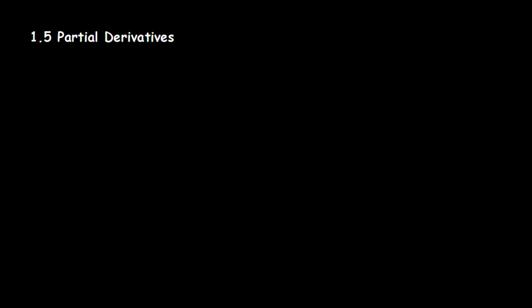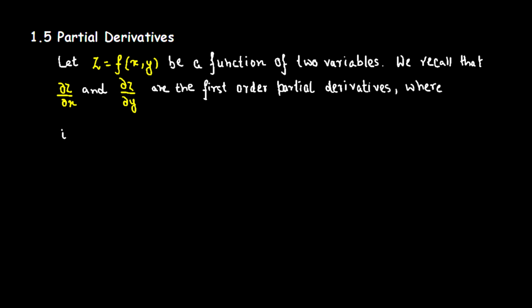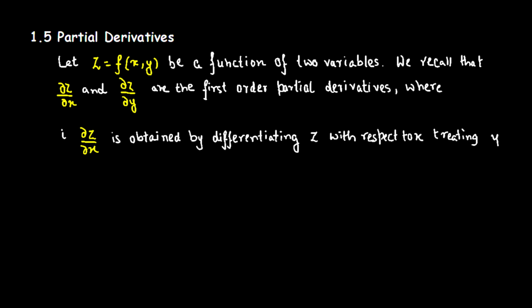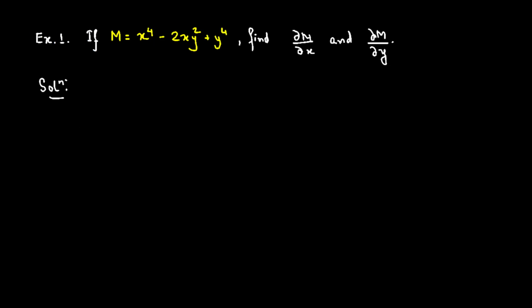1.5 Partial derivatives. Let z = f(x, y) be a function of two variables. We recall that ∂z/∂x and ∂z/∂y are the first order partial derivatives where number 1, ∂z/∂x is obtained by differentiating z with respect to x treating y as constant. Number 2, ∂z/∂y is obtained by differentiating z with respect to y treating x as constant. Problem number 1.